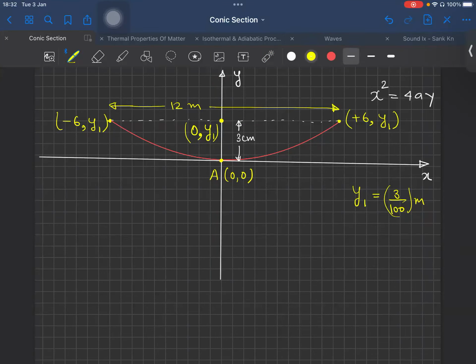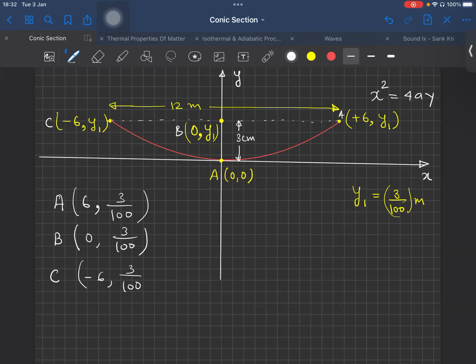Now imagine this parabola is passing through point A, point B, and point C. What is the coordinate of point A? 6 comma 3 by 100. What is the coordinate of point B? See, it is not passing through B. 0 comma 3 upon 100. What is the coordinate of point C? Minus 6 comma 3 upon 100. So the parabola is passing through points A and C. And what is the equation of parabola? X square is equal to 4ay, right?